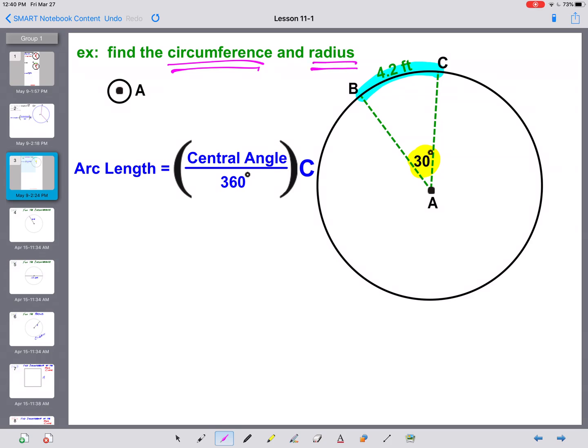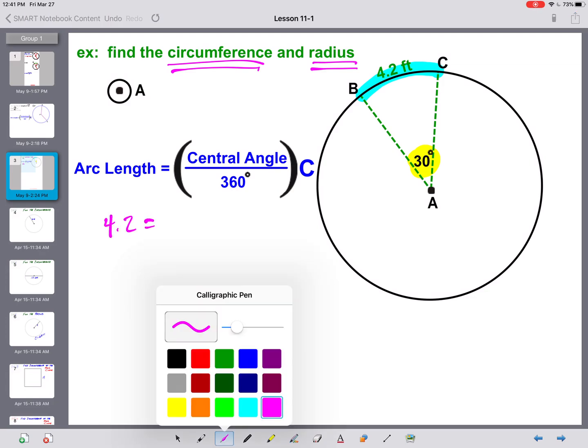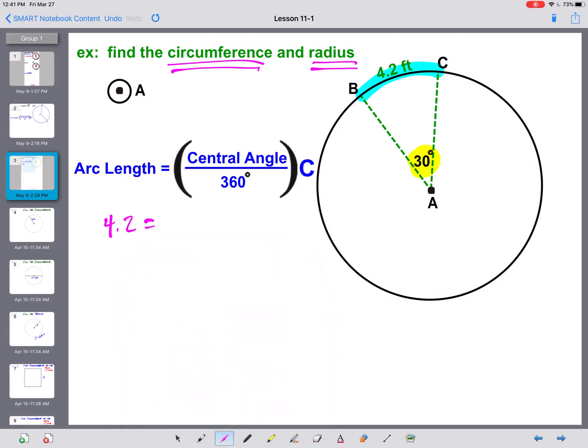Now, how are we going to do that? Well, remember, we have our formula right there in front of us. Arc length is central angle over 360 times circumference. What can we plug in? Yeah, we have two things. Let's plug in the arc length. That's 4.2 equals, do we have the central angle? We sure do. That's going to be 30 divided by 360. The one thing we don't have is the circumference, and that's what we're going to solve for.